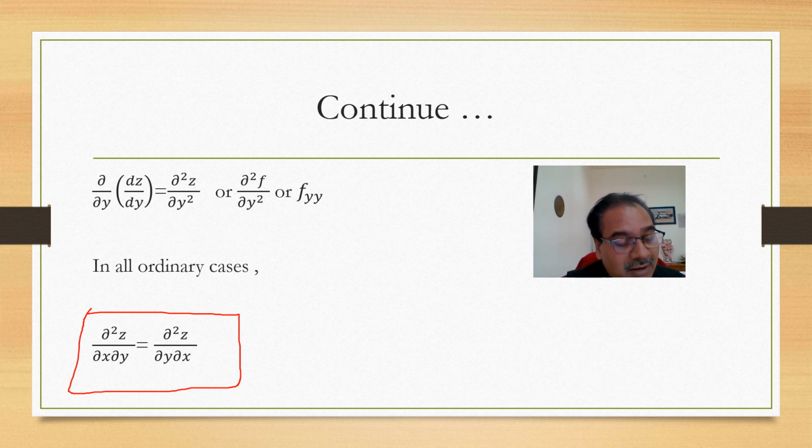But in a numerical problem, you have to check this. If the first derivative is del z by del y, then you can take it with respect to x. Here the first derivative is del z by del x, and then you can take it with respect to y. But you will get the same result.